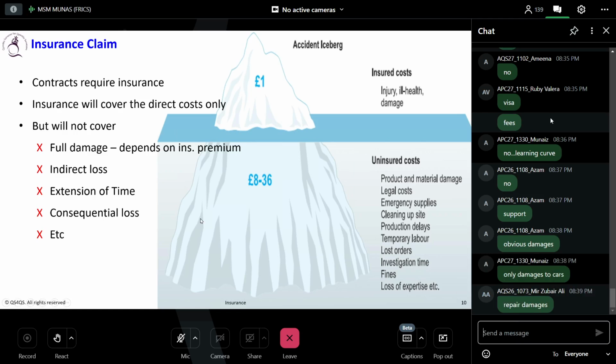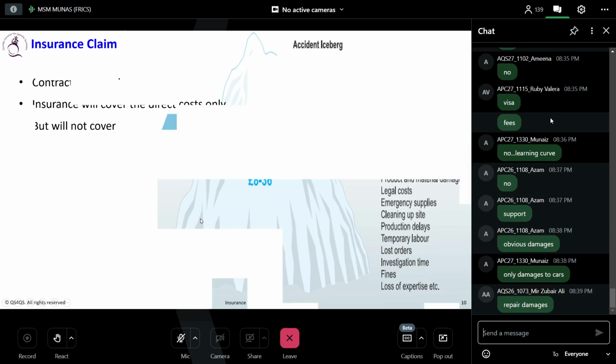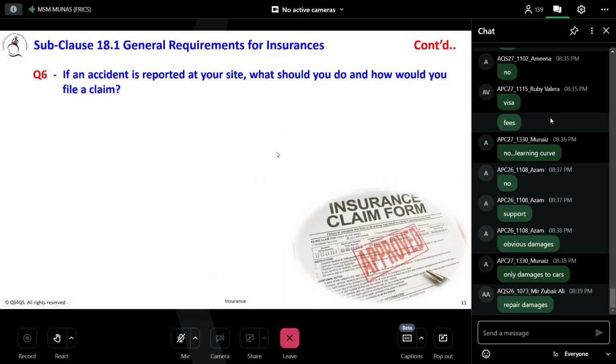Okay. Now let's say particularly subclause 18.1. If an accident is reported at site, you should know the process. That's what you should understand. What should you do and how would you file a claim? Now, many people at site encounter so many issues. Know how to handle them.